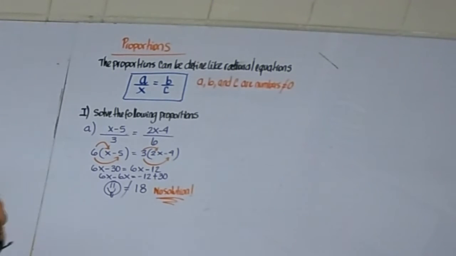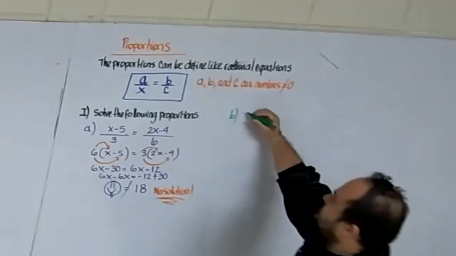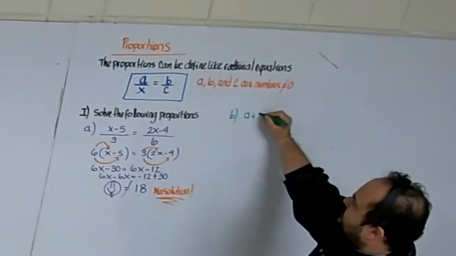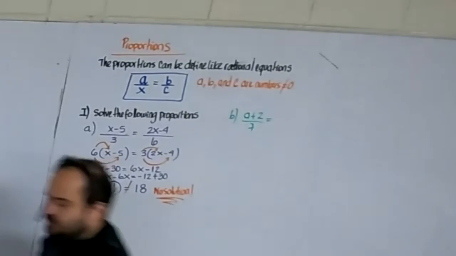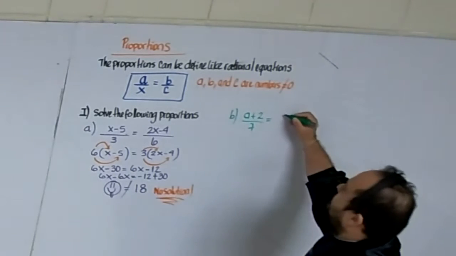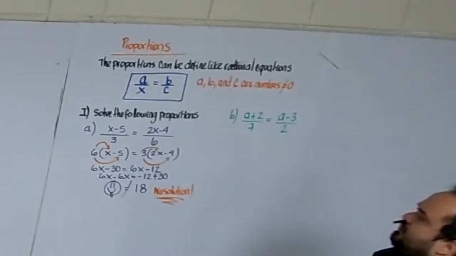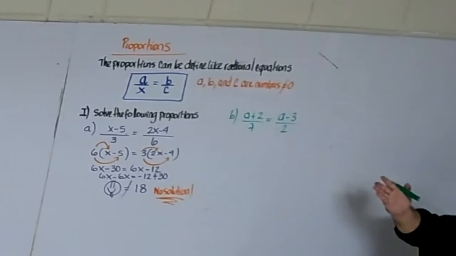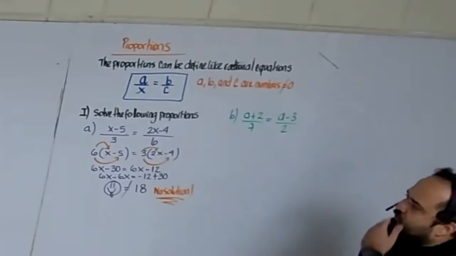Letter B: A plus 2 over 7 equals A minus 3 over 2. Remember, this is the update of the proportions, okay? Because we have a rational equation, because we have fractions in equations.